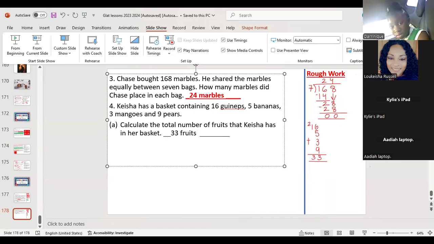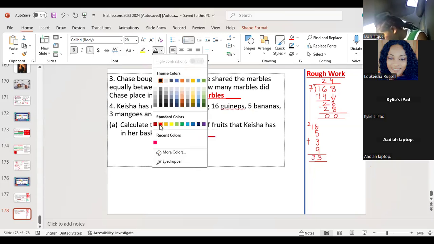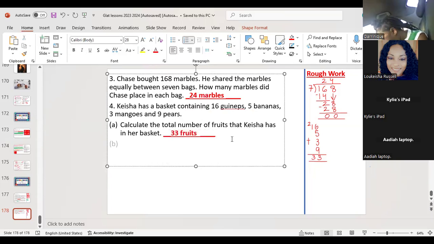All right. So far, so good. The first one is just a division. The second one was just an addition, simple addition. All right, let's move on to the next one.